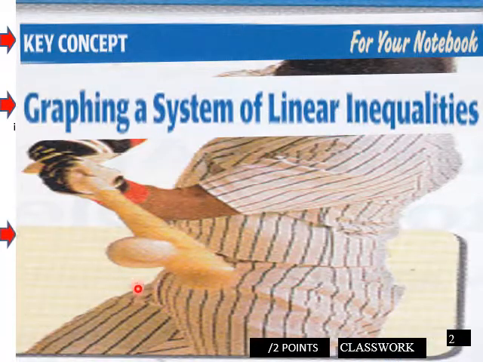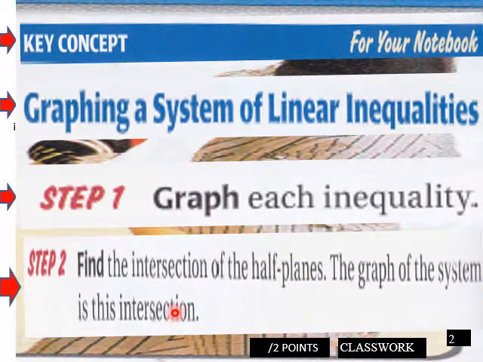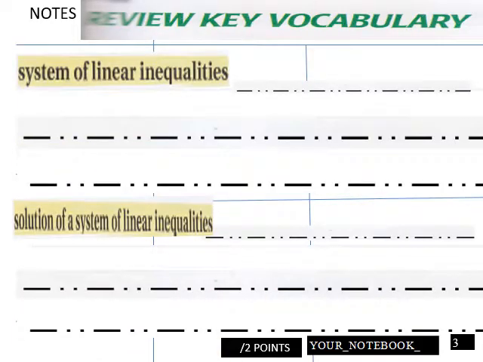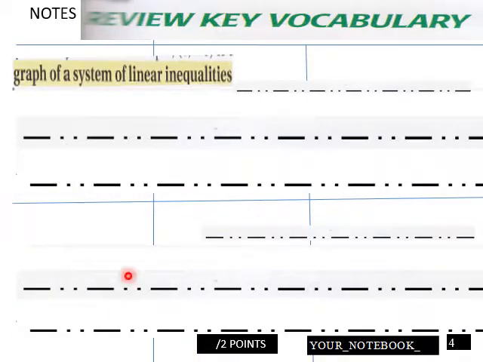So, key concept here, graphing a system of linear inequalities. Graph each inequality, find the intersection of the half planes. The graph of the system will be your solution, where they combine. And then here's your notes here. We missed the other one, go back in your video to find that. And then a graph of a system of linear inequality. Students, in your own words, define these concepts here, especially on slide 3, go back.